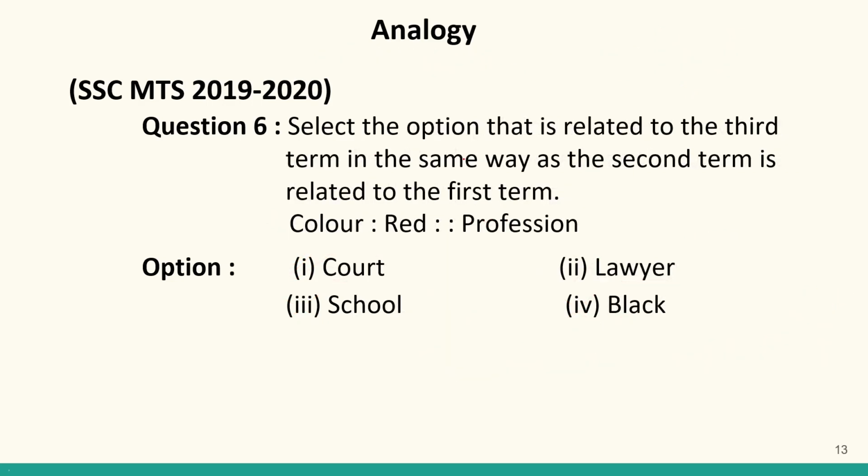Now, question number 6. We have to select the option that is related to the third term in the same way as the second term is related to the first term. So it is very clearly given in the question itself. So red is a type of color. Similarly, out of all the four options, lawyer is a type of profession. So our correct answer will be option number 2, lawyer.